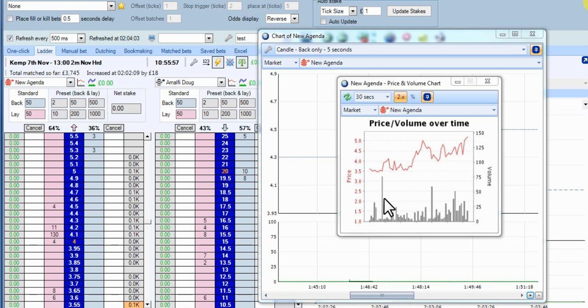So at this stage I would stick to those 2 entry points, and the exit points is going to be 2 ticks below where you place the back bet. Any more than that, then at this stage you are pushing your luck, and I don't advise that.